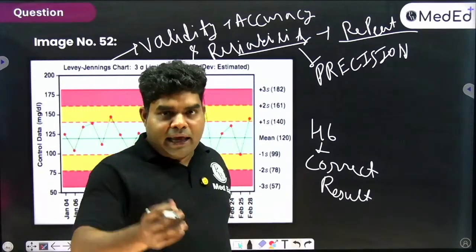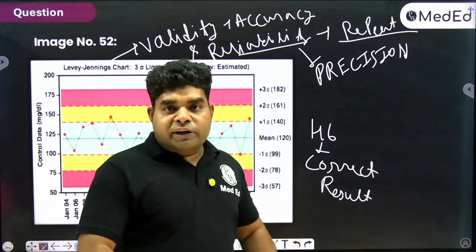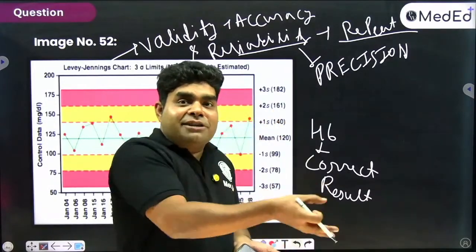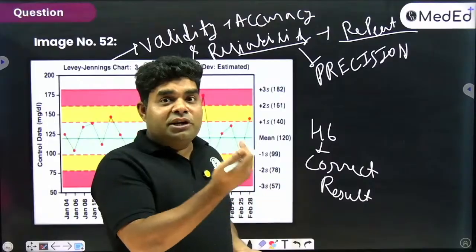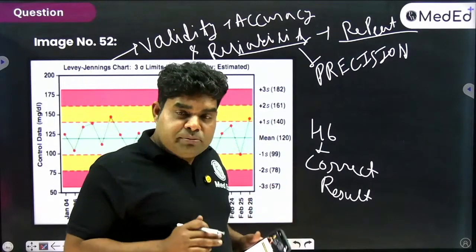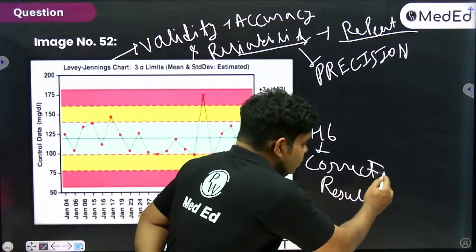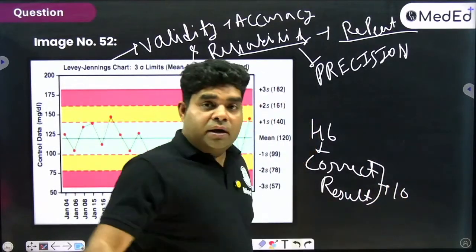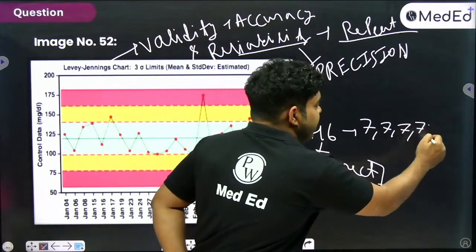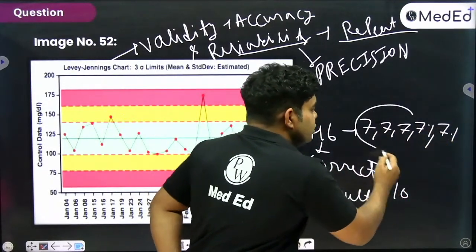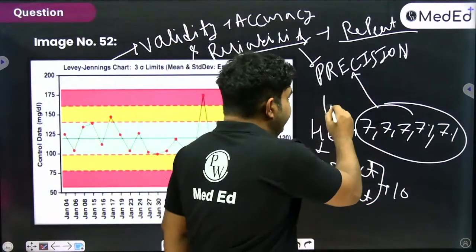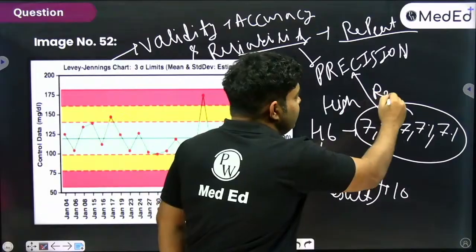And like when you are taking BP of a patient, first you measure your own BP. Why? You are willing to check whether the machine is good or not. So there you are using yourself as a control person. Similarly, in a machine which is measuring hemoglobin, if the correct result of the control solution is 10 and your result is coming 7, 7, 7, 7.1, 7.1, this means your result is precise. This result has high reliability because it is repeating itself.